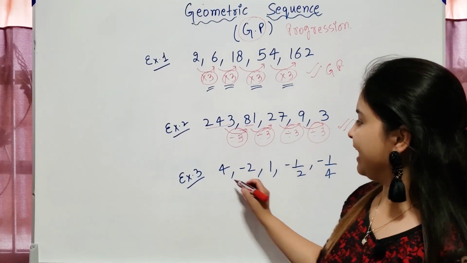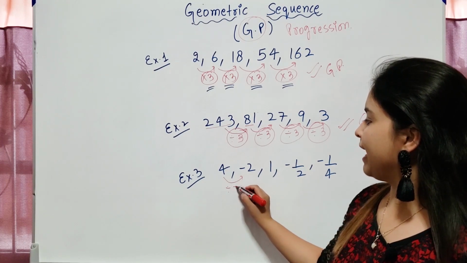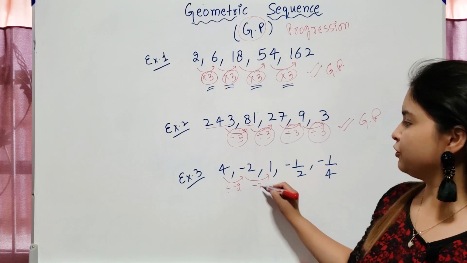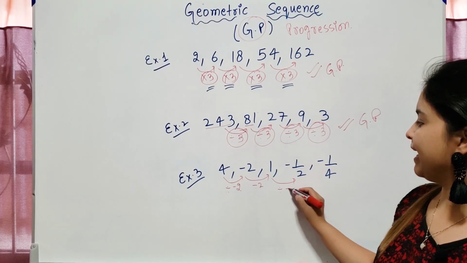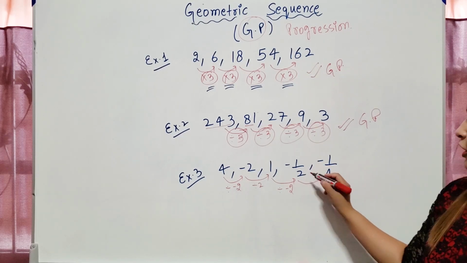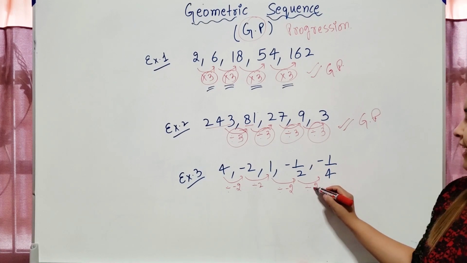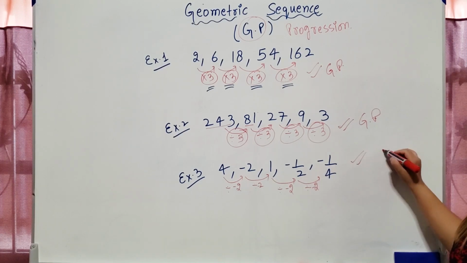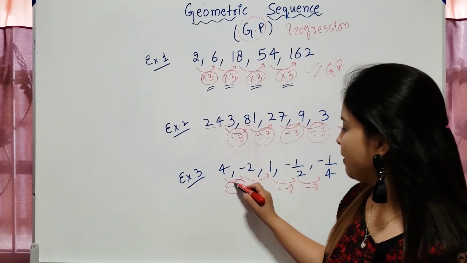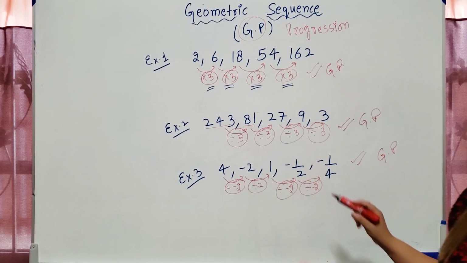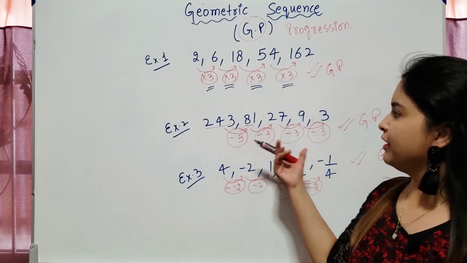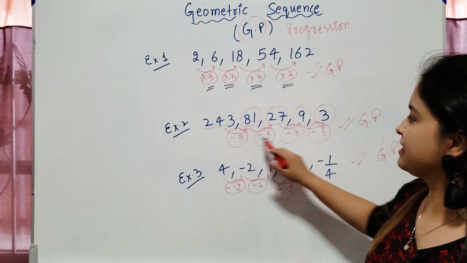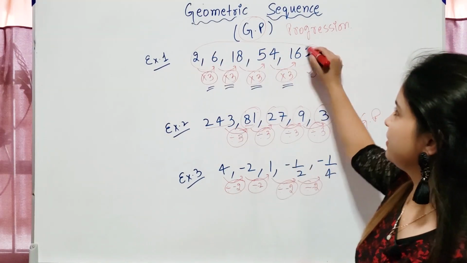Okay. Look at the next case. If you divide 4 by -2, you will get -2. If you divide -2 by -2, you will get 1. If you divide 1 by -2, you will get -1 over 2. If you divide -1 over 2 by -2, then you will get -1 over 4. So, this is also a GP because this number is same. So, you can multiply or you can divide with any number to get the next number. Okay. So, if the number is not changing, if the number is same in each case, then that sequence becomes a GP.